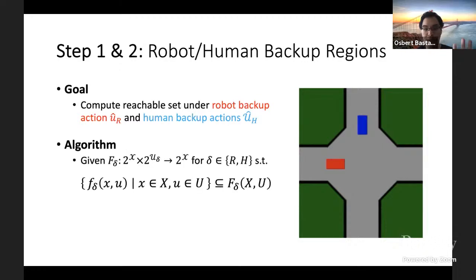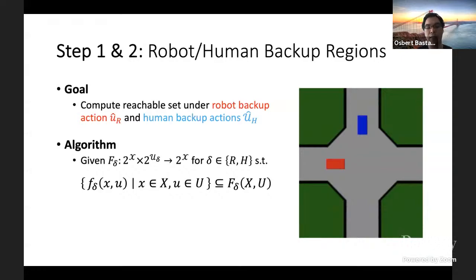We actually use abstract interpretation to do this. Any kind of over approximation of the dynamics will do. But just for concreteness, I'm going to assume that we're given a function, an over approximation of the dynamics, that operates on subsets of the state space and the action space. The key challenge, of course, is that U hat H is a set of actions, so we need to over approximate the dynamics in order to deal with that. And basically, I'm going to assume we're given a function capital F delta for each agent delta, either the robot or the human.